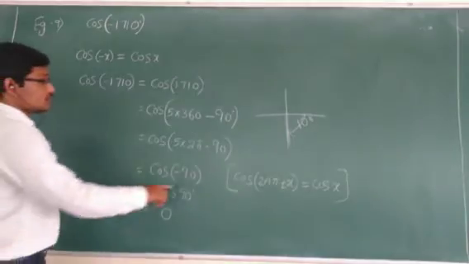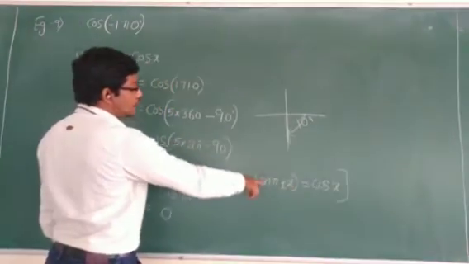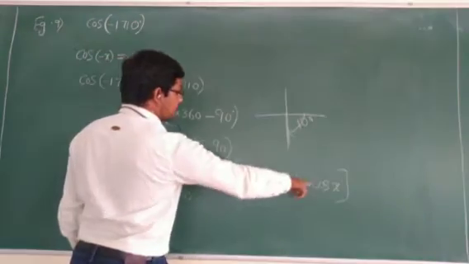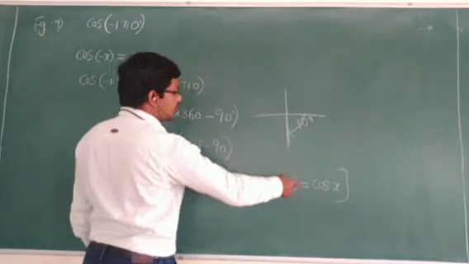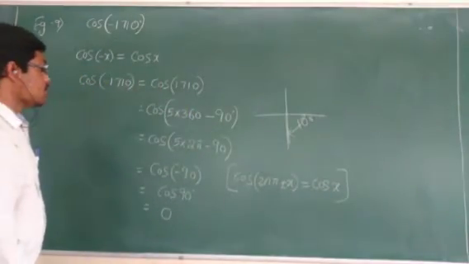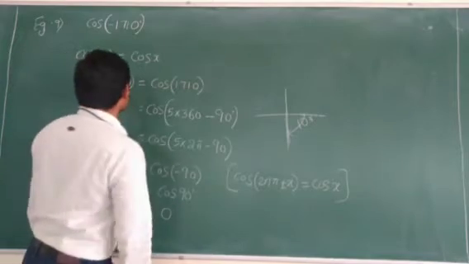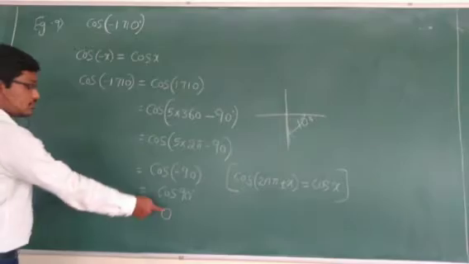So this formula is very important. Sin of 2n pi plus or minus x is equal to sin x only. Cos of 2n pi plus or minus x is also equal to cos x only. So this is the answer. Cos of minus 1710 is equal to 0.